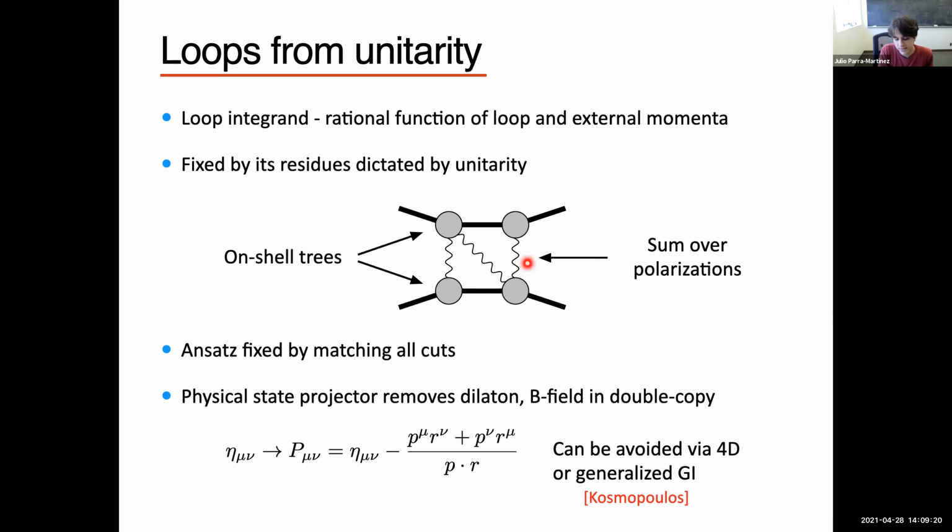And when we do this sum over states, if we have things that we don't want, like a dilaton or a B-field, we can always project it out by inserting some physical state projector that tells us that we just pick out the transverse traceless part. Sorry, the symmetric traceless part of whatever state is crossing the cut.